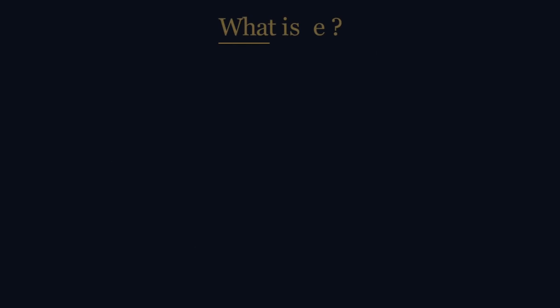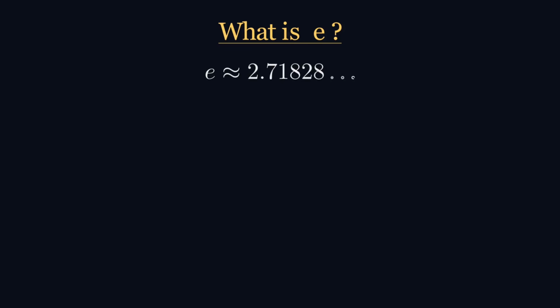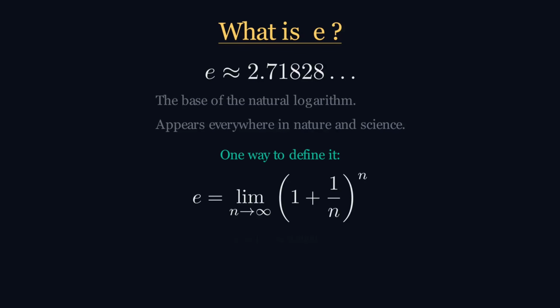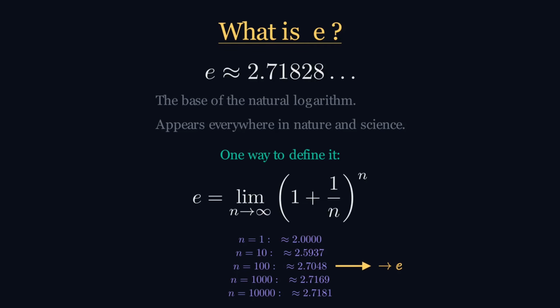First, what is e? e is a special number in mathematics, approximately 2.71828. It's the base of the natural logarithm, and it appears everywhere in nature and science. One way to define it is as the limit: as n gets larger and larger, (1 + 1/n)^n approaches the value e.